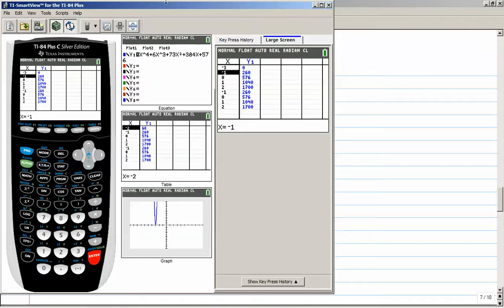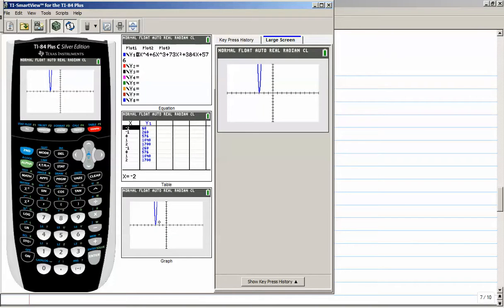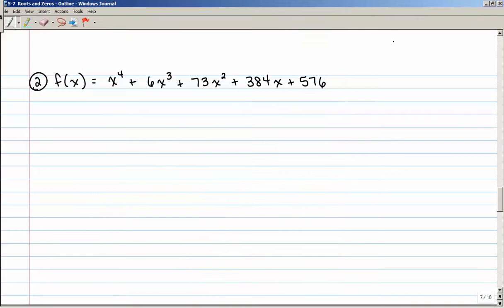And in fact, because the graph doesn't actually cross and it just touches, I know from graphing quadratic functions before that that's going to be a repeated root. So x equals -3 twice. So I know that one factor, or one solution, is x equals -3. Let's use that in synthetic substitution. So -3 and 1, 6, 73, 384, and 576.